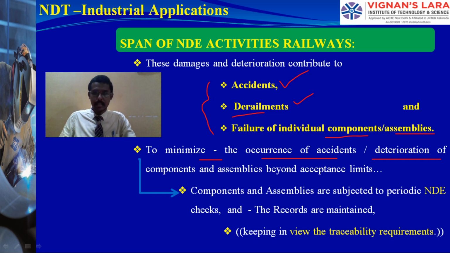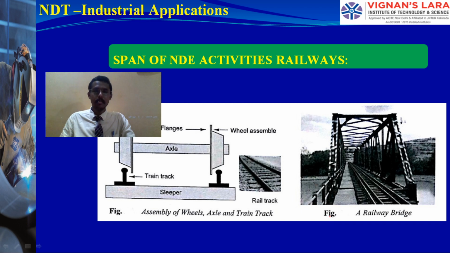So the component assemblies are subjected to NDT checks, and the records are maintained, because we can use these records when we have done the previous inspection, and we are able to trace the requirement when we have to do it again. So this is one of the important scenarios to avoid those accidents. Some images I have shown you here.